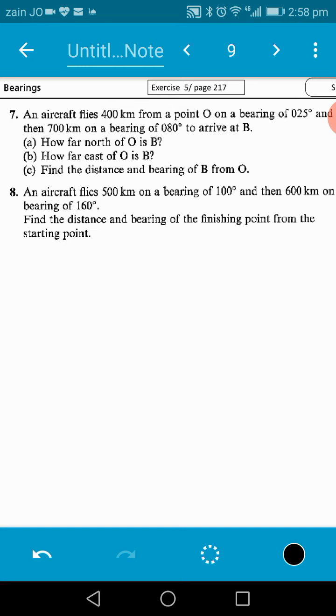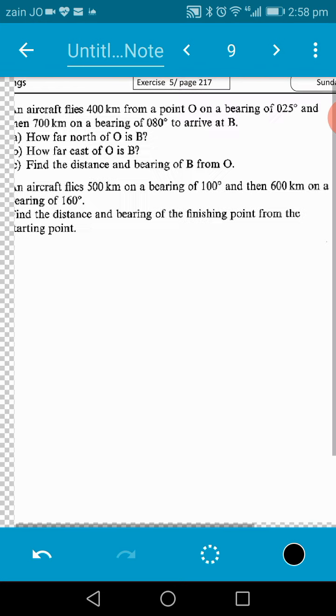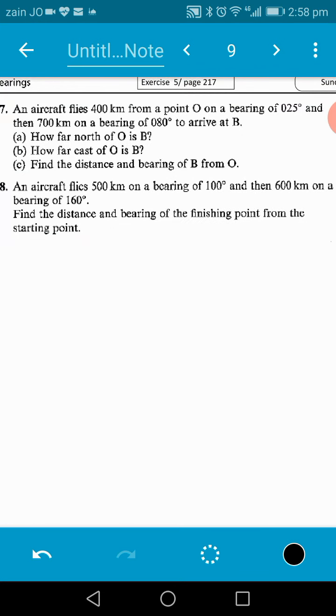Okay, teacher, an aircraft flies 500 kilometer on a bearing of 100 degrees and then 600 kilometer on a bearing of 160 degrees. Find the distance and bearing of the finishing point from the starting point. Teacher, you have to do as I did in question number 7.